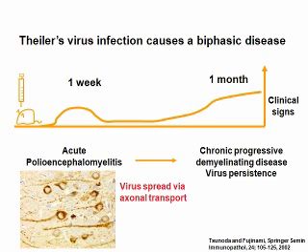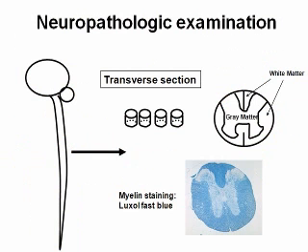And one month later, the mice develop a chronic progressive demyelinating disease and show paralysis. During this chronic phase, the virus persists in the spinal cord. This is how we process the spinal cord of mice. The spinal cord was cut transversely.